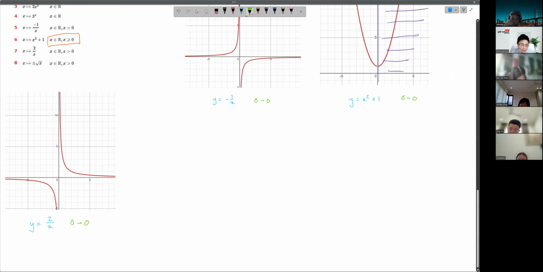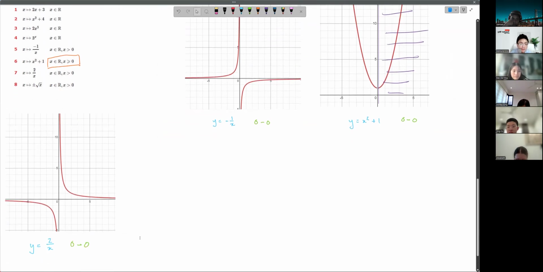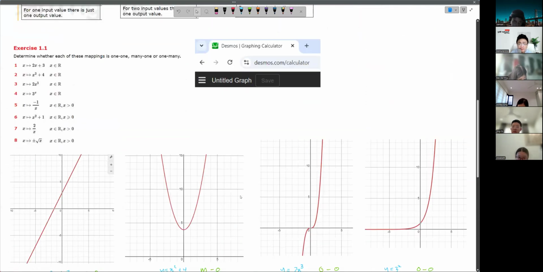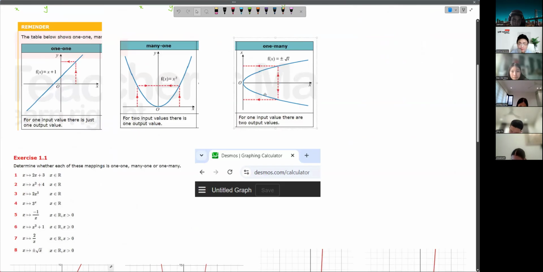You remember that for any fraction, your bottom can never become 0. So your x can never be 0 here. You can try on a calculator, you get a math error if you put the bottom as 0. So question 8, y equals positive negative square root of x. This one is actually the same as the example I used just now.